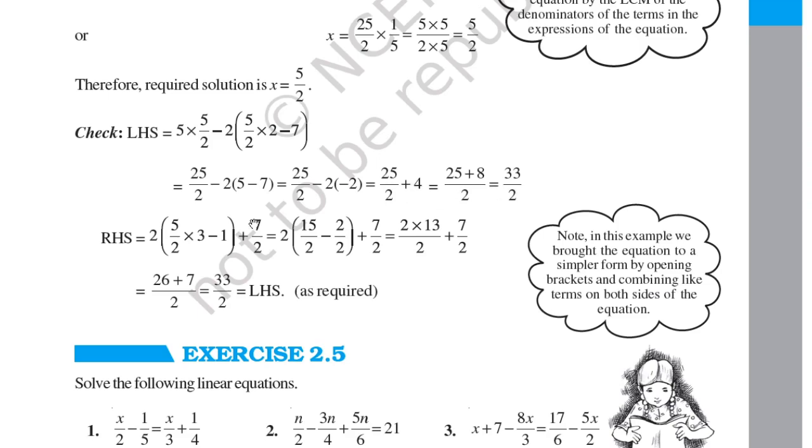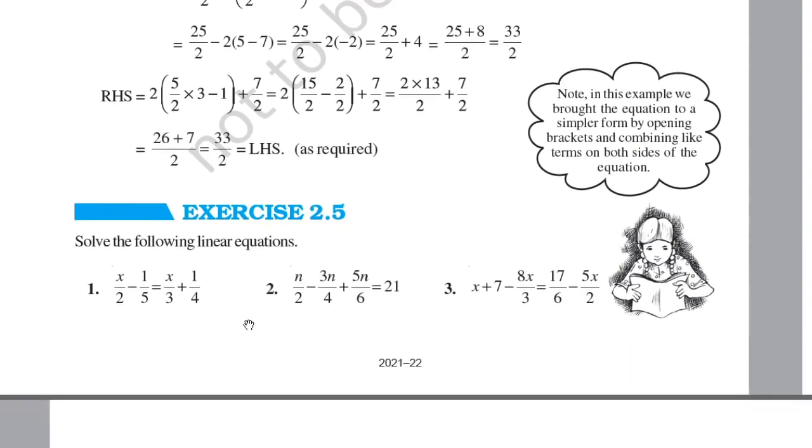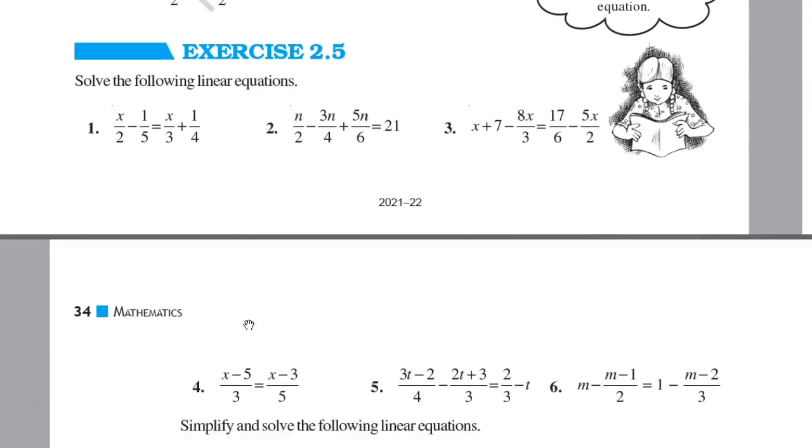So now we will put the value 5/2 in the RHS. 2 into (5/2 into 3 - 1) + 7/2 is equal to 2 into, so this will become 15/2, 5 into 3 is 15 upon 2, minus 2/2 plus 7/2, which will become 2 into 13/2 + 7/2. So the denominator is the same, so we will simply add the numerators. 26 + 7 is equal to 33/2. So the LHS and RHS are equal. So the value of x was correct.